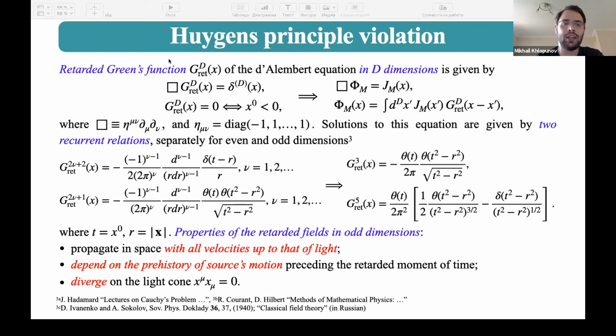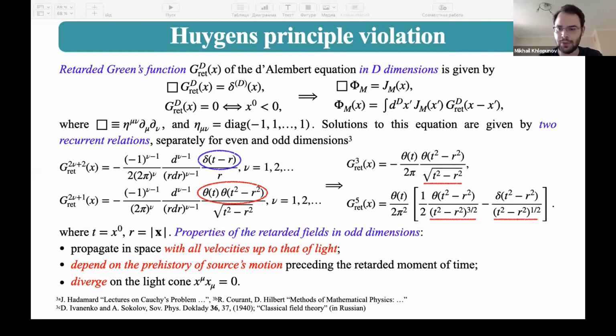Solutions to the given equation are given by two recurrent relations separately for even and odd dimensions. While in even dimensions, the retarded Green's functions are given by combinations of delta functions and their derivatives localized on the light cone, in odd dimensions, retarded Green's functions are given by combinations of Heaviside functions and their derivatives, leading to the localization of the Green's functions not only on the light cone, but also inside it. Therefore, the retarded fields in odd dimensions propagate in space with all velocities up to that of light, depend on the prehistory of the source's motion preceding the retarded moment of time, and diverge on the light cone.